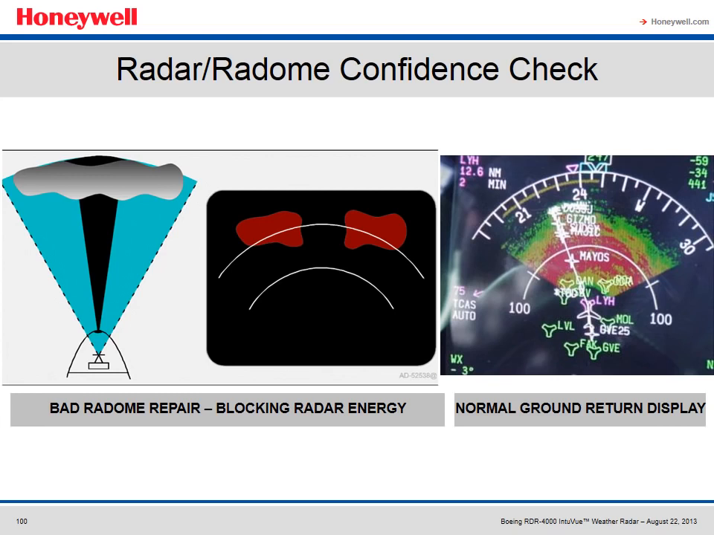If ground returns aren't visible, or there are areas where the returns are missing, it could indicate a radar or radome problem. Also, if the radar can normally paint ground returns out to 180 nautical miles, but can now only paint returns to 80 nautical miles, or on the left side of the display, the radar can paint to 150 nautical miles, but on the right side of the display, it can only paint to 50 nautical miles, there could be an issue.